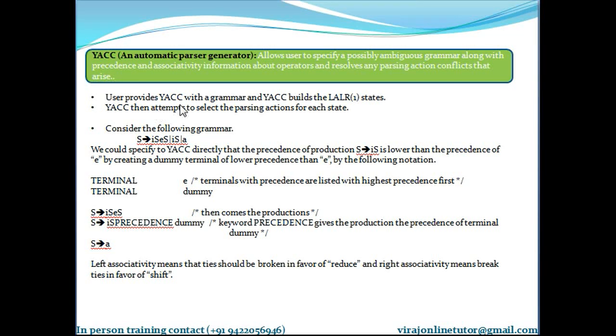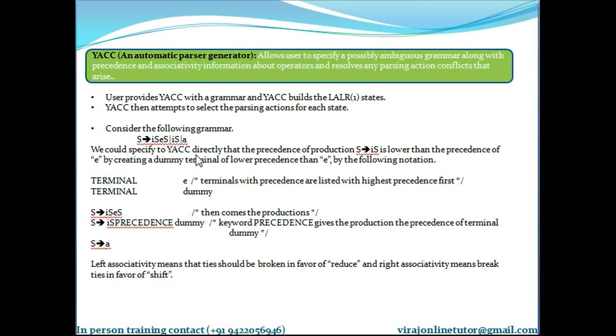So the user provides Yacc with a grammar and Yacc builds the LALR1 states. Yacc attempts to select the parsing actions for each state. If you consider this grammar, okay, the same grammar which I explained in my previous session, this is ambiguous. This is if expression then statement, else statement. This is if expression then statement. So this is ambiguous. We don't know whether to select this or this.